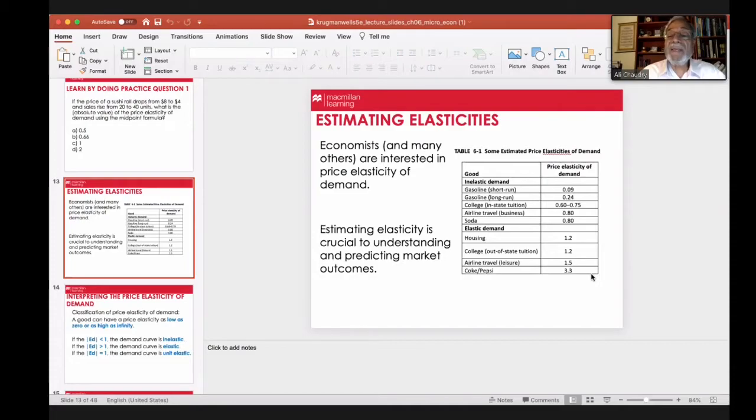Take an example of inelastic demand, the difference between 0.09 for gasoline in the short run versus 0.8 here. So here's an example of the difference between 0.8, inelastic in the short run, but 3.3, highly elastic in the long run. We recognize that there is a difference, and the elasticities would, in fact, be larger in magnitude over the long run, and there are reasons for that.